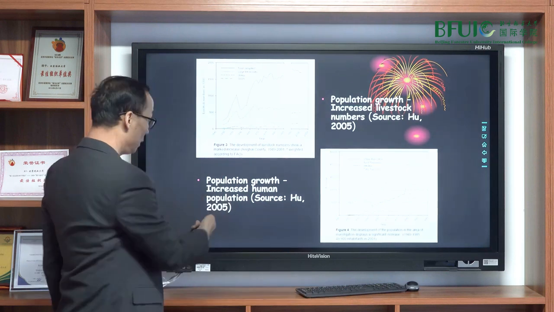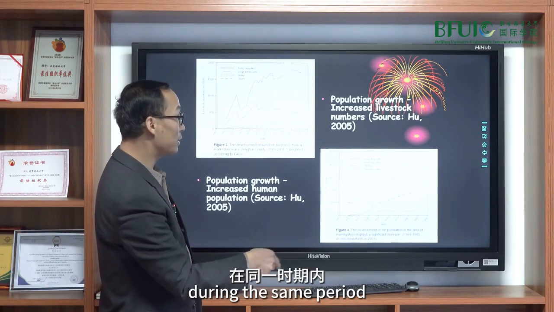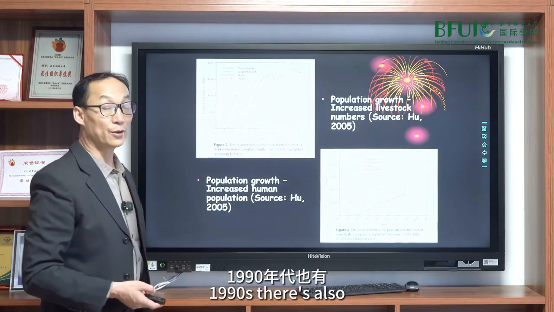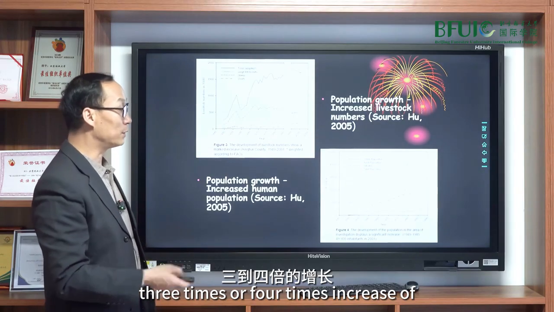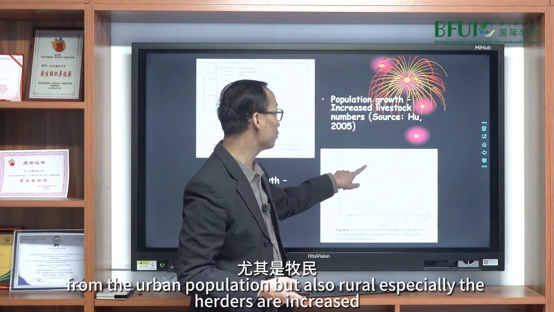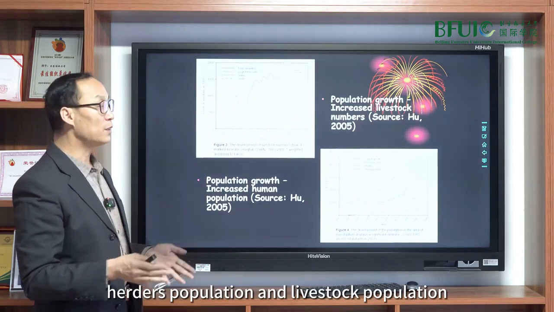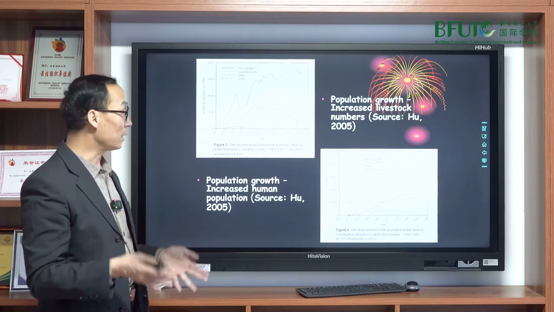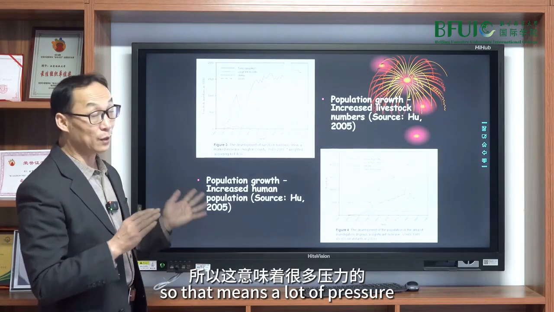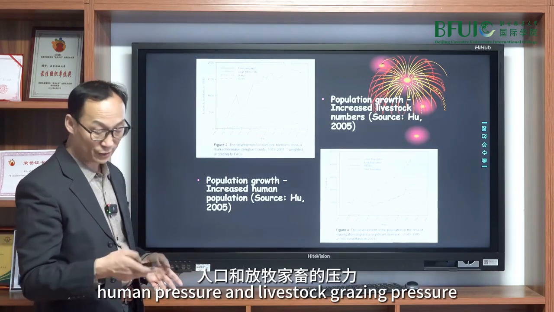At the same time, the human population also grew. During the same period, from 1950 to the 1990s, there was also a 3 to 4 times increase of population, not only the urban population, but also rural, especially the herders. That means both the herder population and the livestock population increased, but the grassland area still remains the same, intact. So that means a lot of human pressure and livestock raising pressure on the grassland.